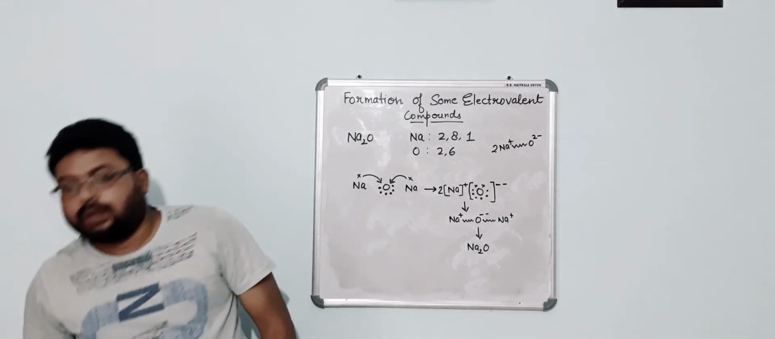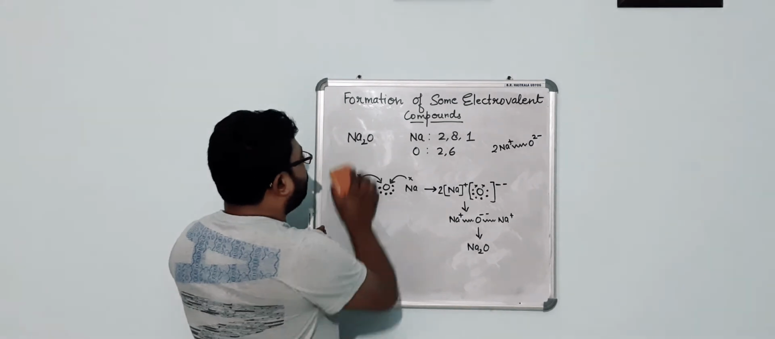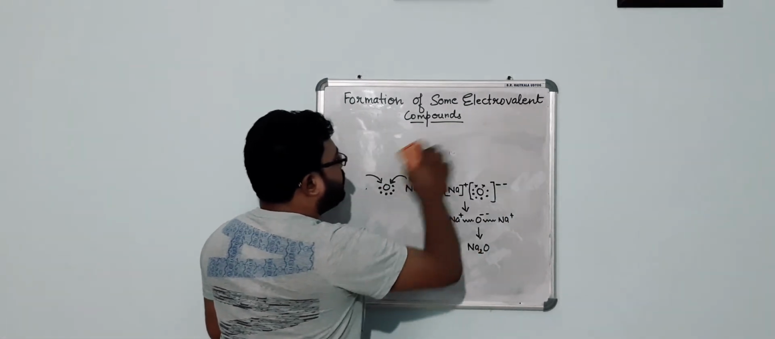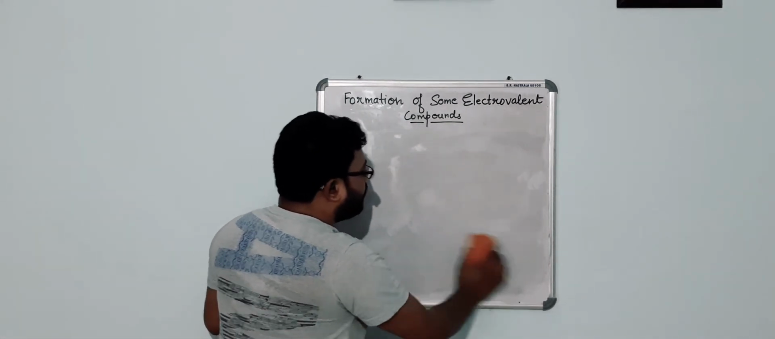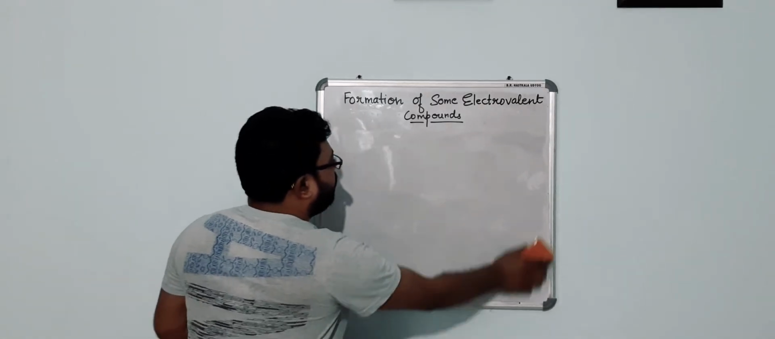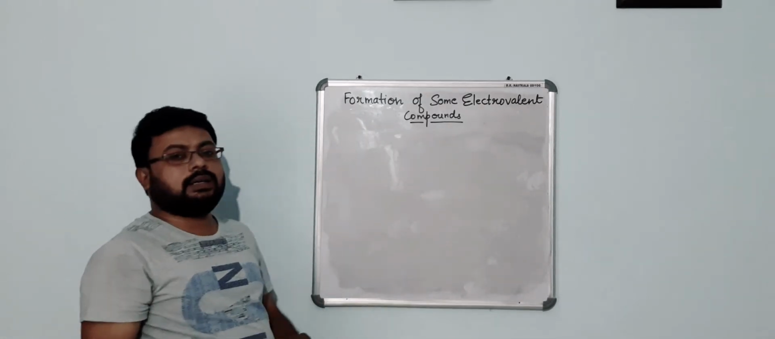Okay, so this is how the formation of sodium oxide takes place. Okay, now let us come on to the last compound which I am going to tell you, and then you can just practice more. We have magnesium chloride.